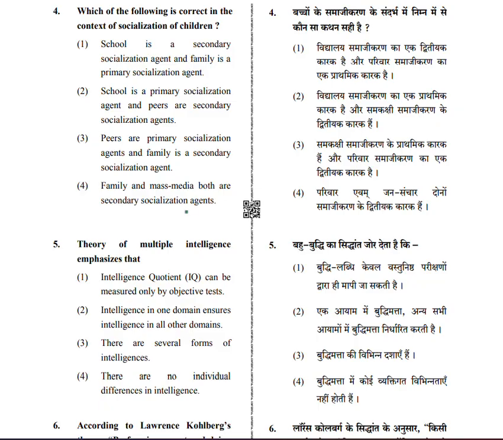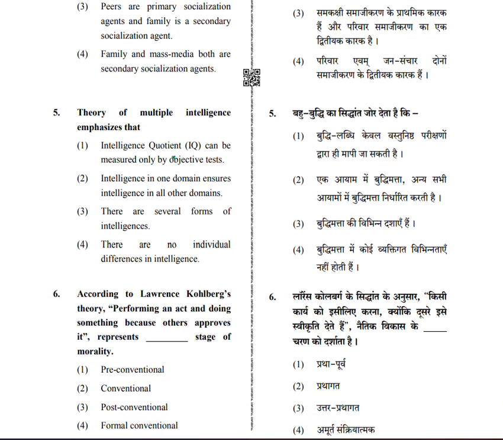So the correct context of socialization of children is the first one, that is school is a secondary socialization agent and family is a primary socialization agent, because the family is considered the primary agent of socialization as it is the first and most significant source of social learning during infancy and also in early childhood. And secondary socialization occurs later in childhood and continues into maturity through other agents such as schools, peers and mass media. So family is the first and school is the secondary socialization agent.